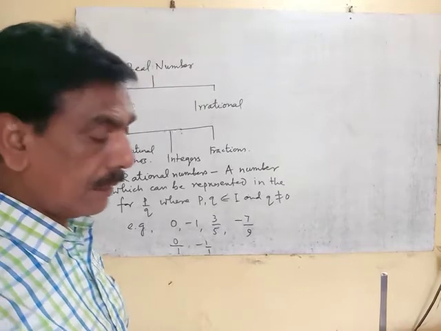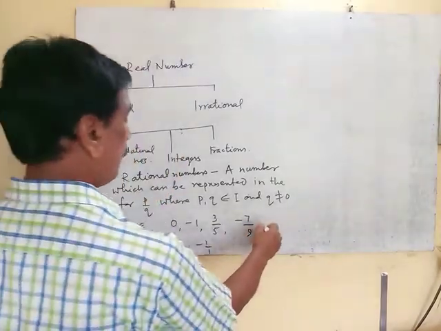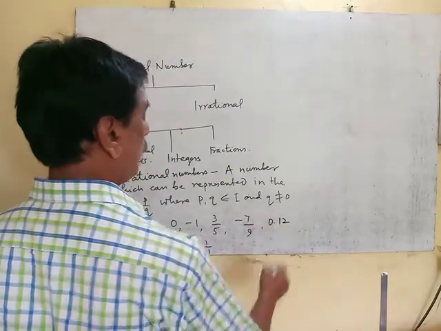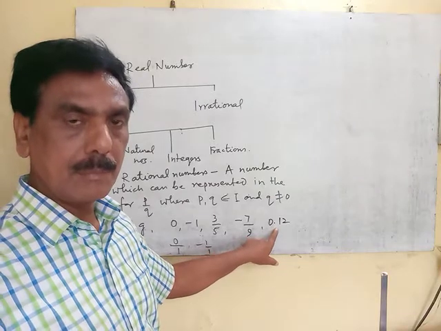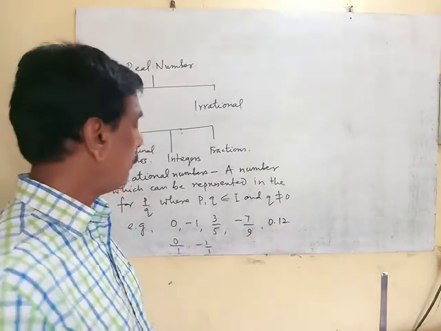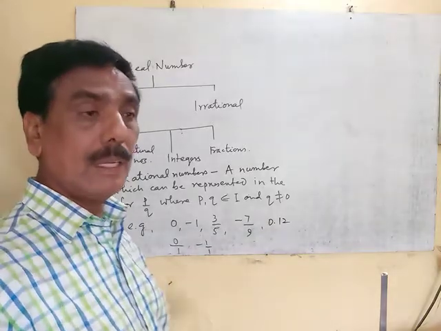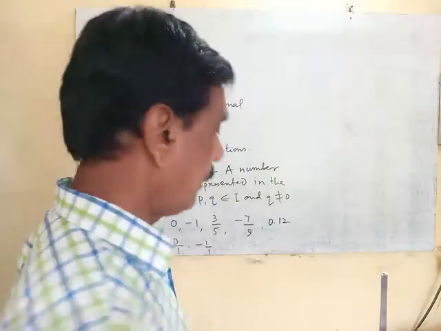The other way, even this number 1.2 is also a rational number. Decimal numbers are also rational numbers. Did you follow? Irrational numbers can be defined in some other way. I'm writing it here.